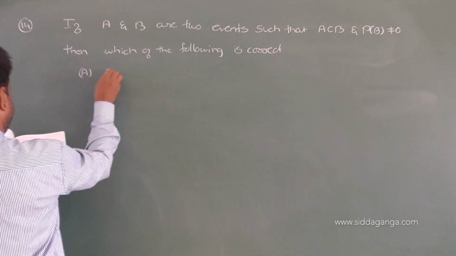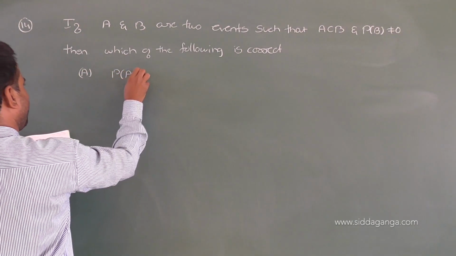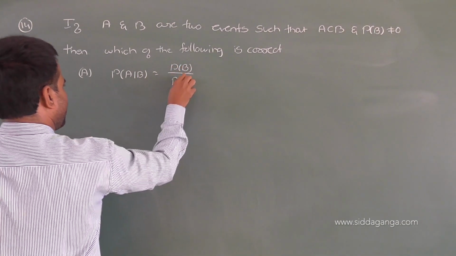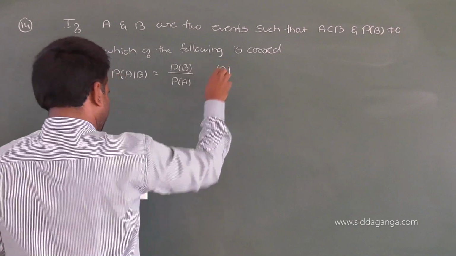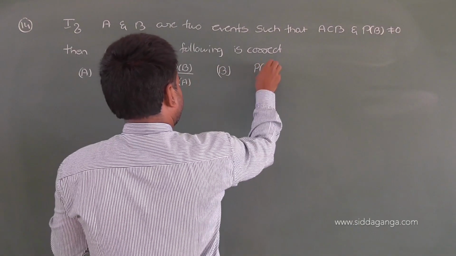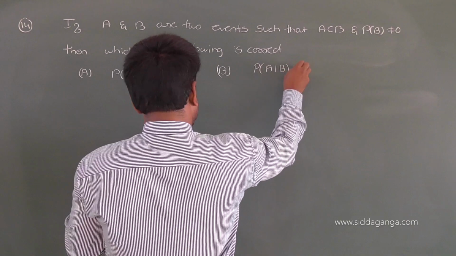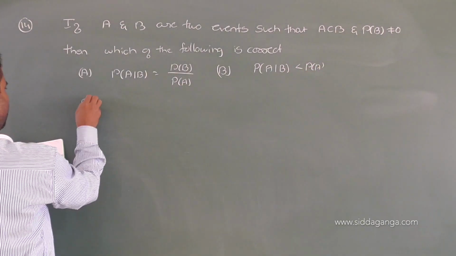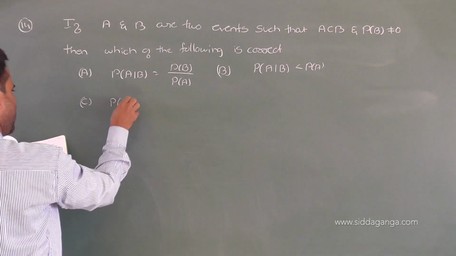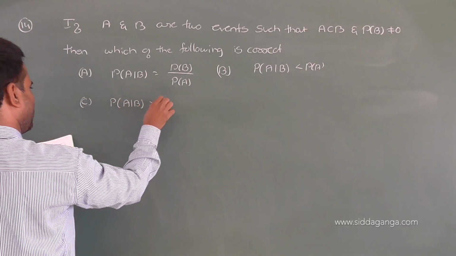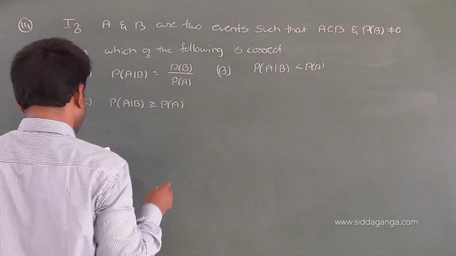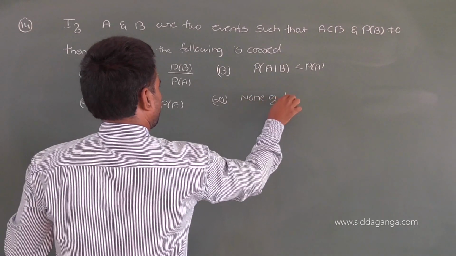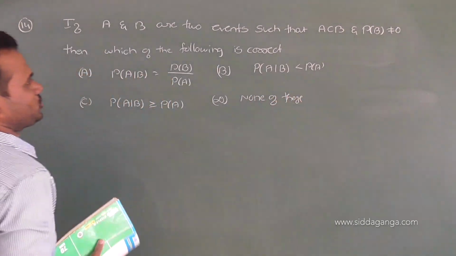Option A, P of A given B equals P of B divided by P of A. Option B, P of A given B is less than P of A. Option C, P of A given B is always greater than or equal to P of A. Option D, none of these. This is for one more question.